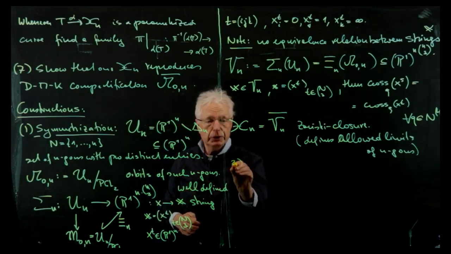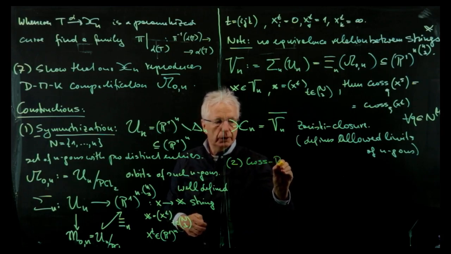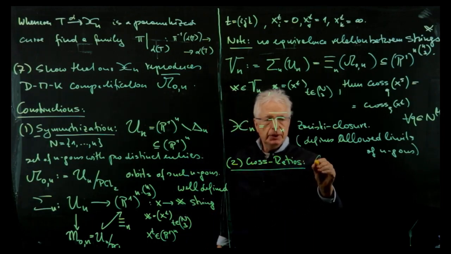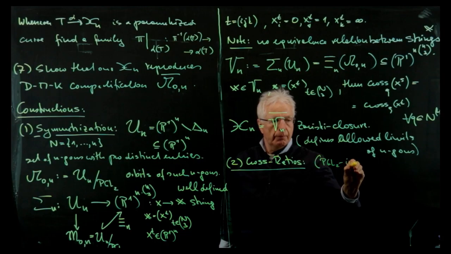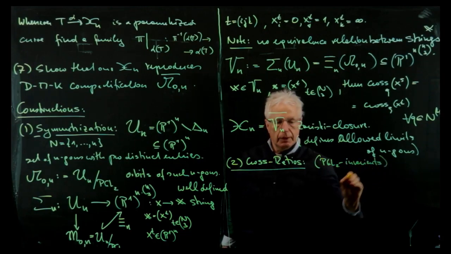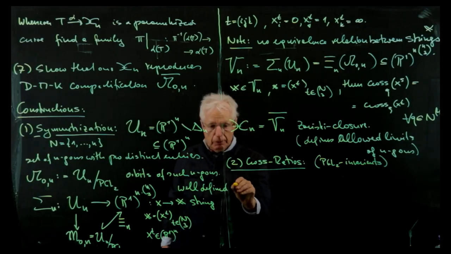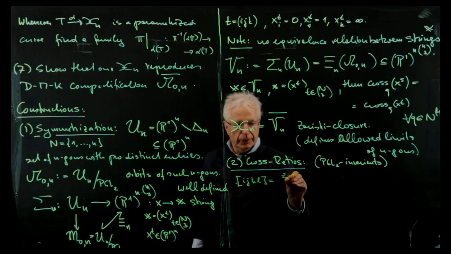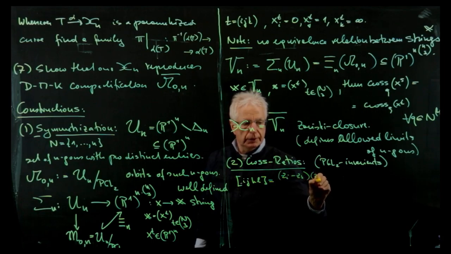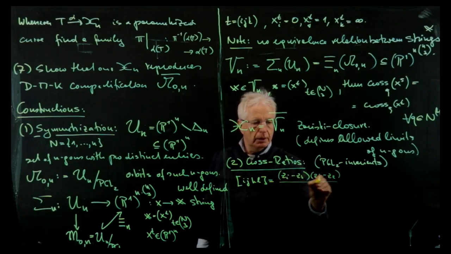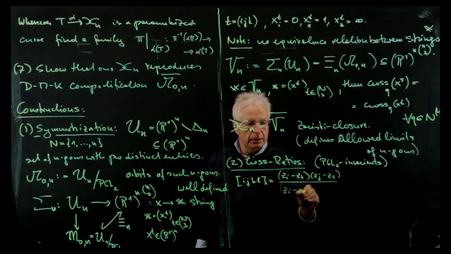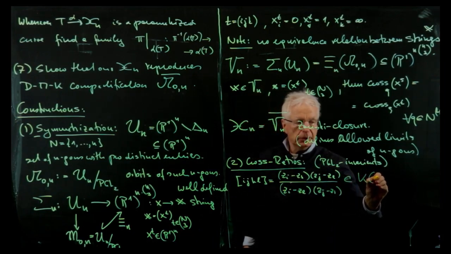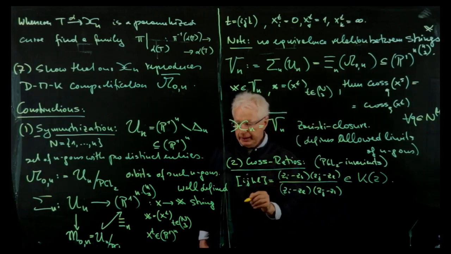The second one was cross ratios. And these are kind of magic. So these are the PGL2 invariants. And we had, just to recall the notation, if we have a quadruple, then we took zi minus zk, zj minus zl, divided by zi minus zl, zj minus zk. So this was a rational function in variables z, and then we can evaluate.